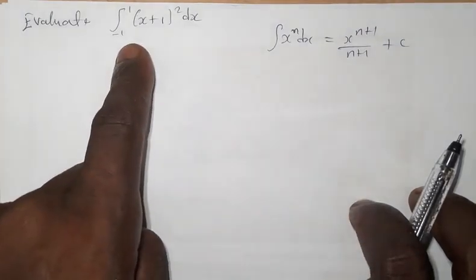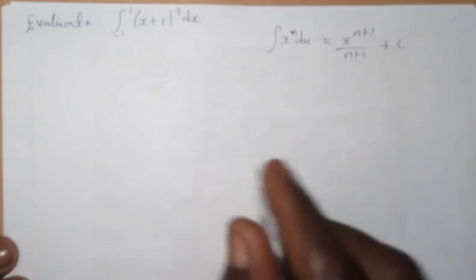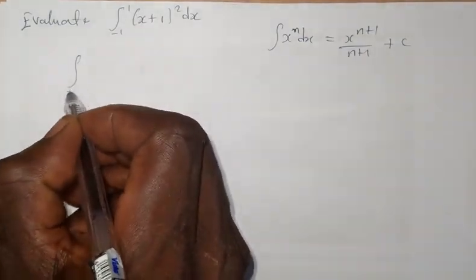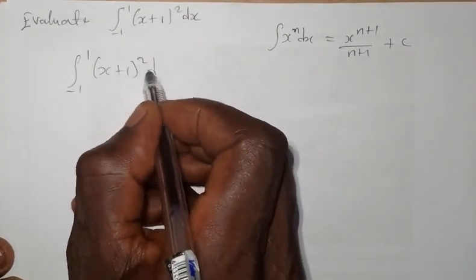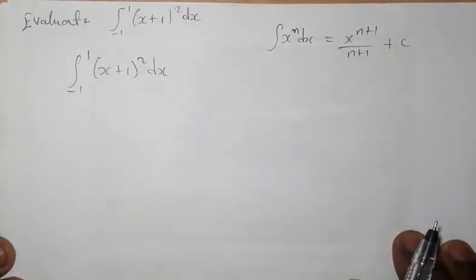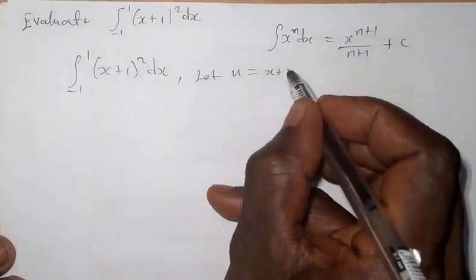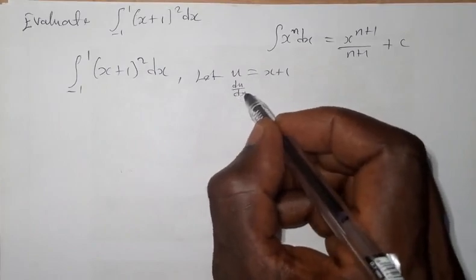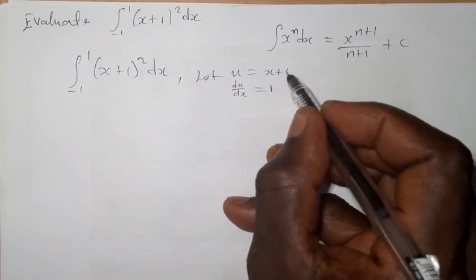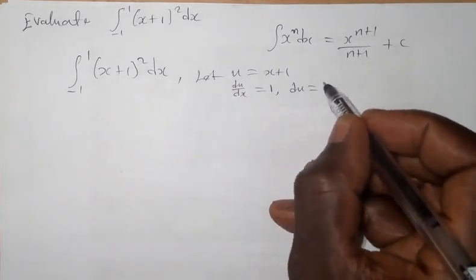In this case, we are not adding the constant c because we have the two boundaries, upper and lower, given to us. So to evaluate this, the integral from minus 1, and then in bracket, x plus 1 all squared dx. To integrate this, we will use integration by substitution. First of all, let u be equal to x plus 1. So here du over dx is equal to 1, because when you differentiate 1 it is 0, and when you differentiate x it is 1. So when you cross multiply, du gives us dx.